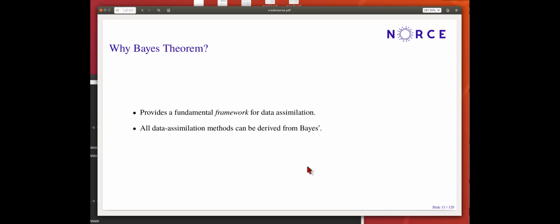So Bayes' theorem provides a fundamental framework for data assimilation. If we start with Bayes, we can derive absolutely all the consistent data assimilation methods out there, and we can understand what approximations have been made. So it's a starting point for everything we do when we derive new methods. I think Laurent said once that if you cannot derive it from Bayes, it's not a data assimilation method.